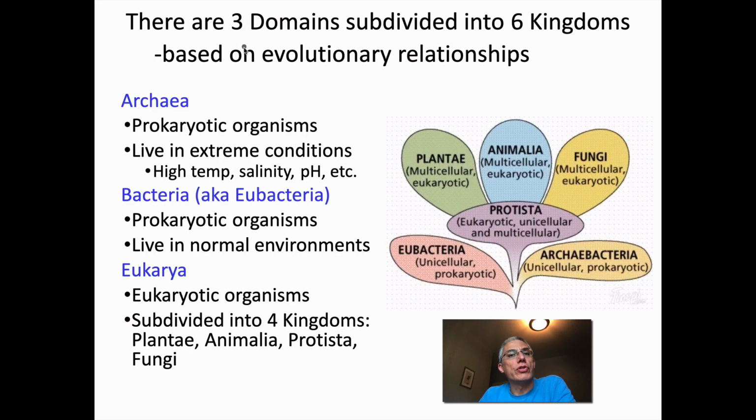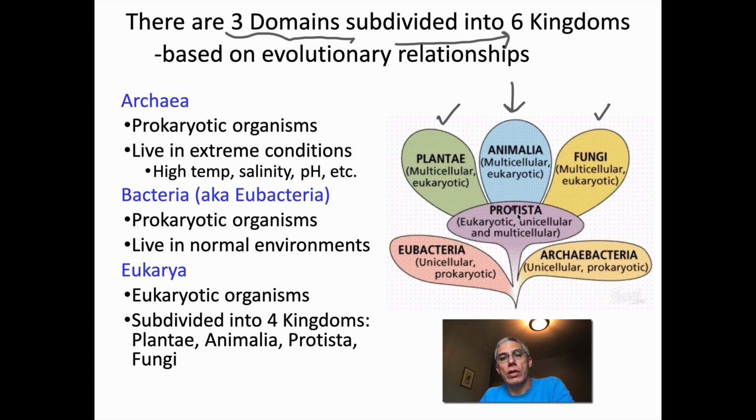Once again, as I had mentioned before, the domains that I had mentioned in the previous couple of slides are a relatively new addition to the classification scheme. We have 3 different domains, and these domains are subdivided into 6 different kingdoms. Again, this class is going to primarily focus on animals, so we're going to look at the kingdom Animalia. But we also have the kingdom Plantae, which are the plants, and fungi, which are the fungus and the mold and the mushrooms. These 3 that you see here are primarily multicellular.